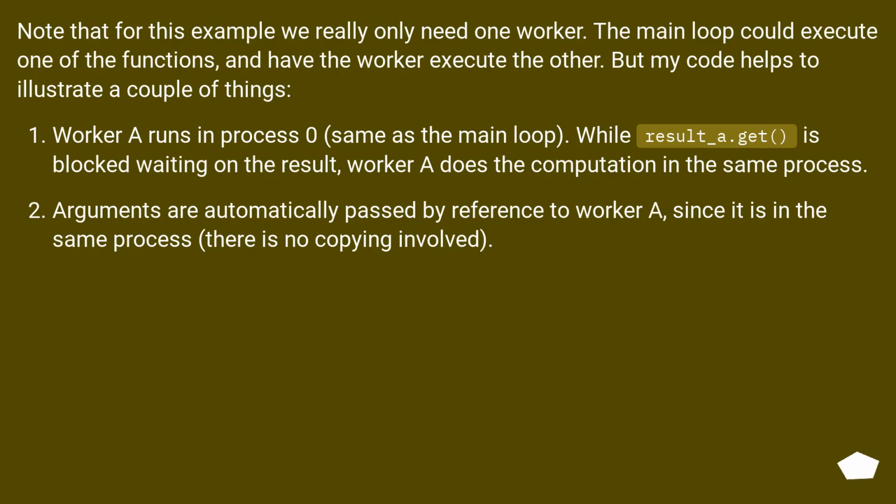Note that for this example we really only need one worker. The main loop could execute one of the functions, and have the worker execute the other. But my code helps to illustrate a couple of things. Worker runs in process 0, same as the main loop. While result_a.get is blocked waiting on the result, worker does the computation in the same process. Arguments are automatically passed by reference to worker A, since it is in the same process, there is no copying involved.